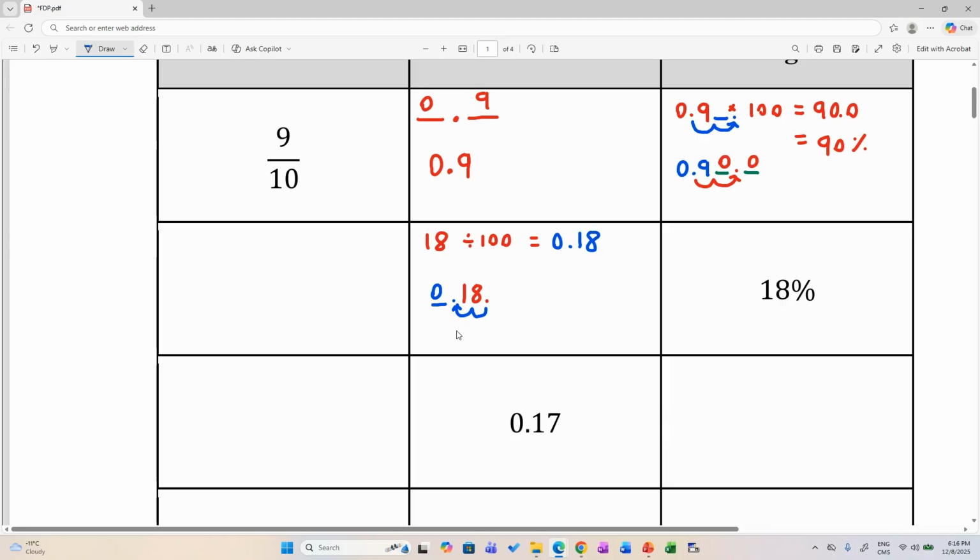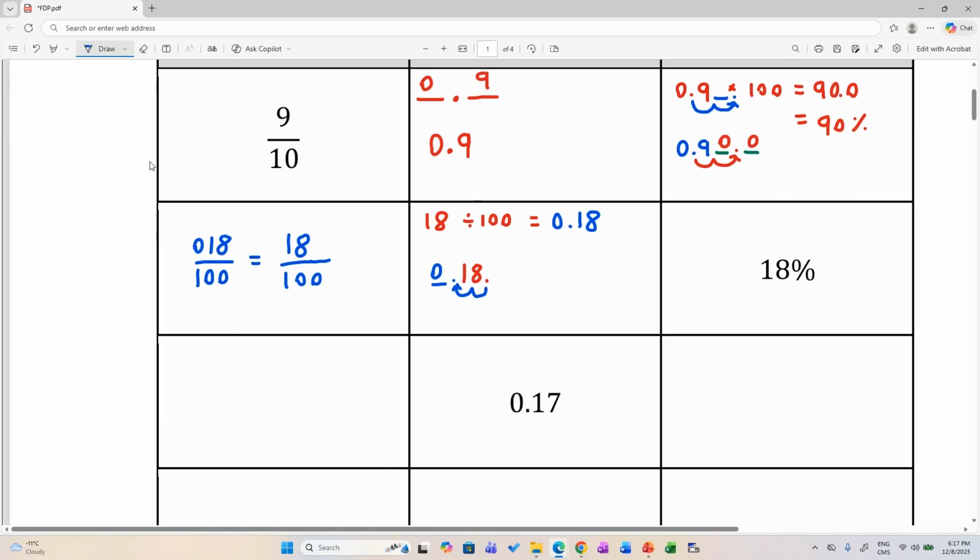Now, 0.18, if you recall how to convert a decimal to a fraction, since my smallest place value to the right is the hundredths, my fraction should be over 100. And now all I have to do is write what I see on the top, the 0.18 without the decimal. So my answer should be 18 over 100. And this is the answer unreduced.